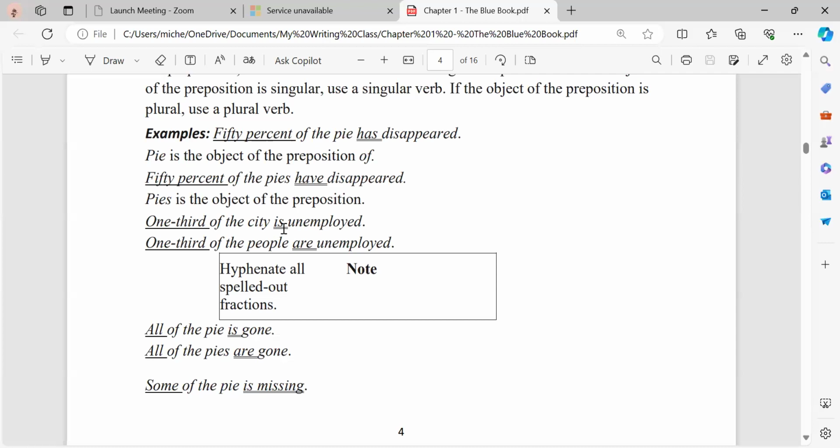And city right here is a singular object. This is why we use "is". And people is the plural object. People is the plural form of person. Person is the singular and people is the plural. So that is why we use this plural verb right here, which is "are unemployed".